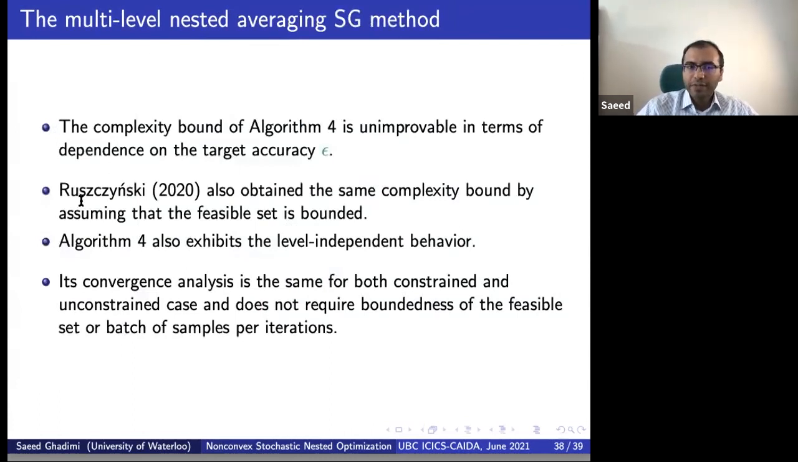There is another recent work by Andrzej Ruszczyński, which obtains the same complexity bound for the multi-level case, but to obtain that complexity bound, you need to assume that the feasible set is bounded. So the convergence analysis does not apply to the unconstrained case. And again, similar to the NASA method for the two-level case, we have the same analysis for the constrained and unconstrained cases. So again, we don't need a batch of samples per iteration, even if the problem happens to be constrained.